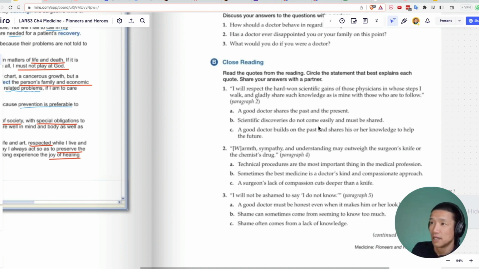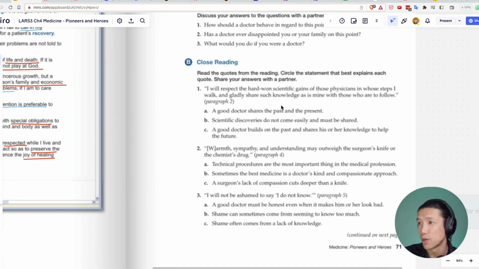Okay. All right, read the quotes from the reading. Circle the statement that best explains each quote. "I will respect the hard-won scientific gains of those physicians whose steps I walk." Okay, somebody took the steps before you. That's what they're talking about. "And gladly share such knowledge as is mine with those who are to follow." It's a really difficult sentence. I don't think you guys should be learning this grammar structure, but you can make this simpler.